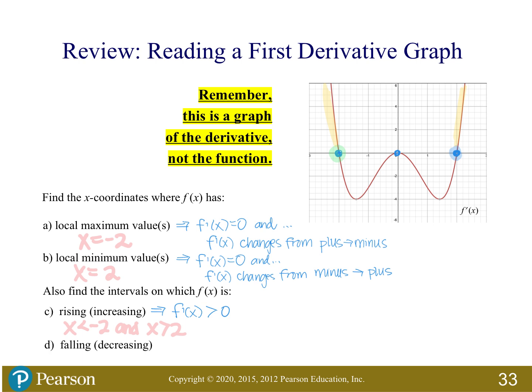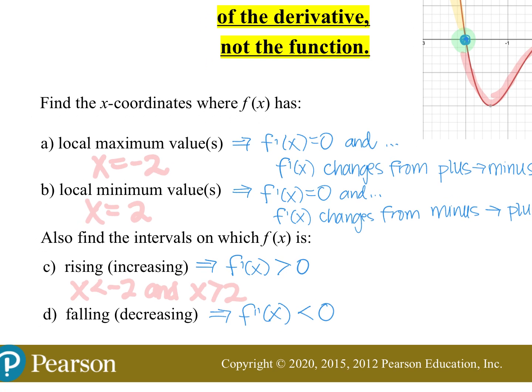And then finally, when would it be falling or decreasing? Well, the definition of falling is when the first derivative is below the x-axis or less than 0. And we see the first derivative being below the x-axis in quadrant 3 and again in quadrant 4. And so we would say that it is falling when x is between negative 2 and 0 and between 0 and 2.